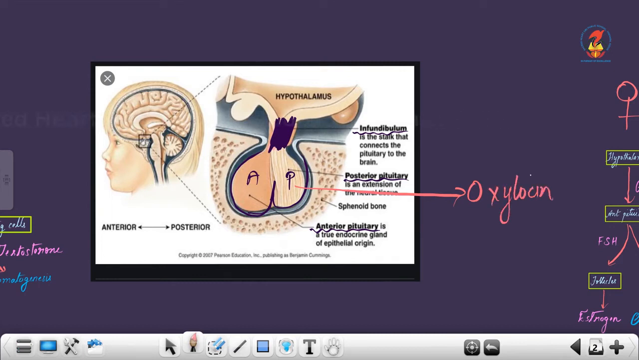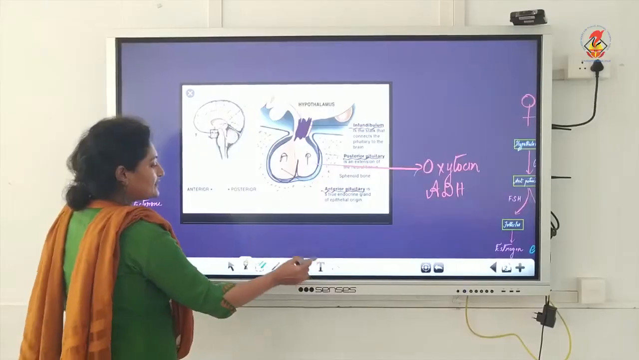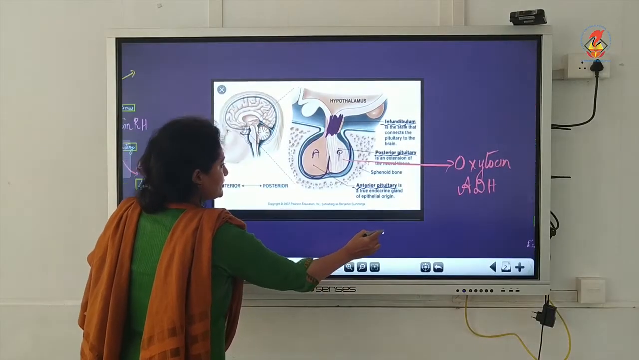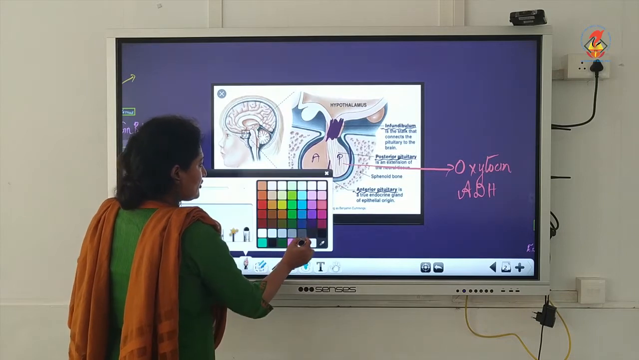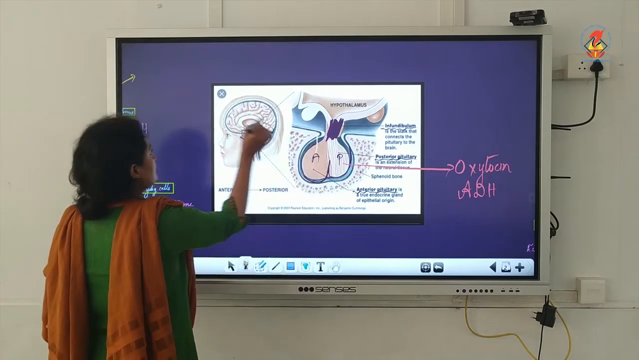Helps in parturition. Then there is another hormone which is controlling the water reabsorption in the kidney, that is the antidiuretic hormone, ADH. So two hormones from the posterior pituitary, and from the anterior pituitary there are 6 hormones. And today we are going to learn the influence of the hormones of the anterior pituitary.